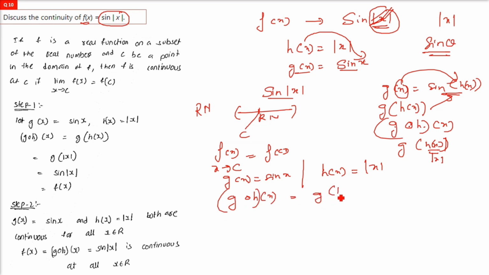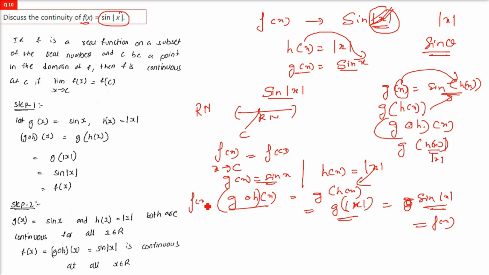G of h(x) means in the function g, the value of x has to be replaced by h(x), which is mod x here. So g of mod x, and the function g(x) is sin x. So this mod x I have to put in g(x), so sin mod x, right? This sin mod x is what? f(x). So when we started with the value of the function as x tends to c, we have got f(x). We have got f(c) if you replace it by c. So this is the operation one.